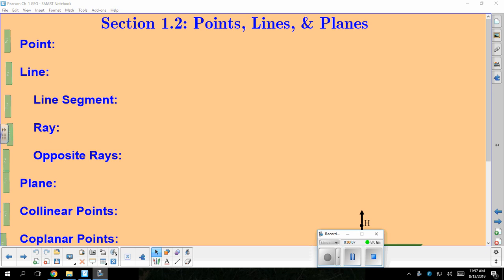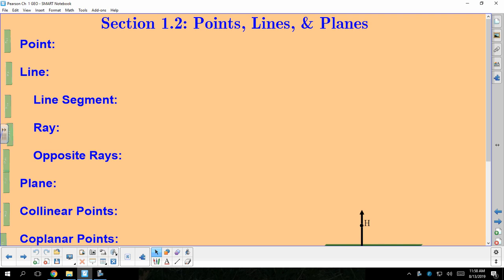So we're in chapter 1, section 1-2. We're going to discuss the ideas of points, lines, and planes. Okay? Most of us have dealt with the idea of points. We dealt with the idea of graphing points in the coordinate plane. But in geometry, we don't necessarily need a coordinate plane to deal with points. We deal with points just in space.